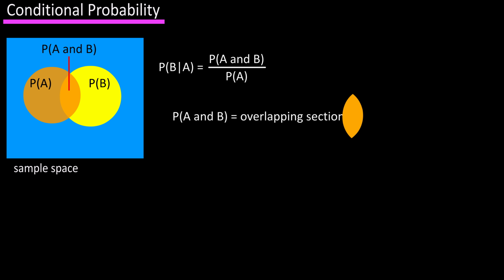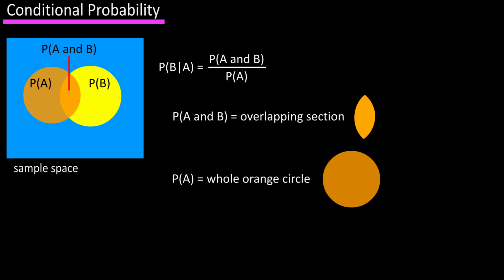And there is a formula that is used for conditional probability. The probability of B, given that A has already occurred, equals the probability of A and B divided by the probability of A. Using the formula and the diagram, the probability of A and B is this overlapping section here, and the probability of A is the whole orange circle.